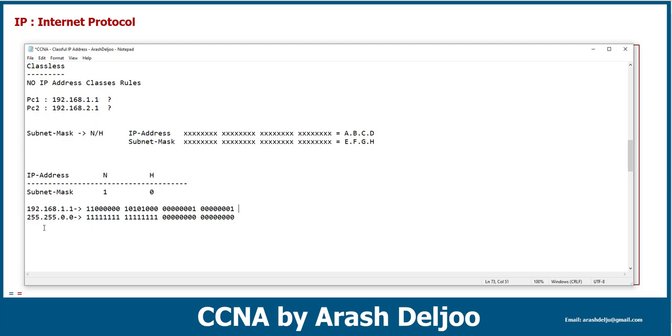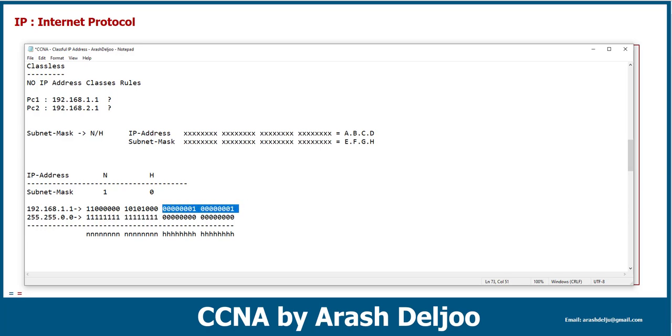This means that with this subnet mask, about the IP address, we are saying that the first 8 bits and also the next 8 bits are the network bits. After that, all of the other bits are the host bits. This means that we are using this IP address 192.168.1.1, 255.255.0.0, and here you can see 16 bits are the network bits, and 16 bits are the host bits.